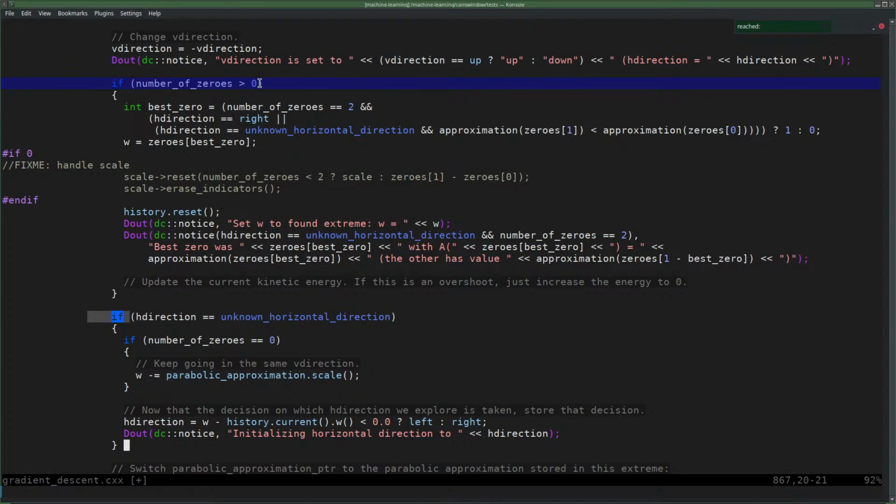If we do not have any zeros, then what? I get here. Just keep going in the same direction. And in that case, I think the value of W was this. So now it is W minus that equals. Okay, this is confusing. Let me add some comment.